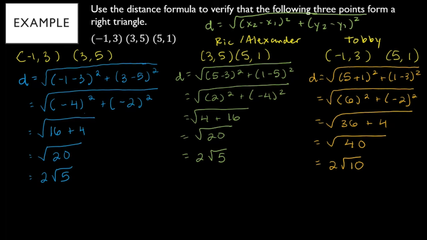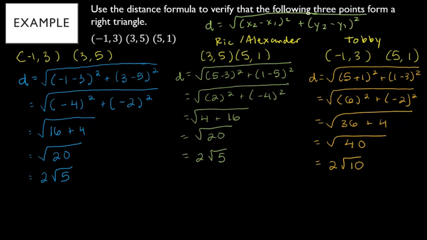so we've got 3 sides, 3 distances, and we need to check if these work in the Pythagorean theorem. If they work in the Pythagorean theorem, that means that this is a right triangle. And we should get yes, that they work, because it says to verify that they form a right triangle. So we'll see, do these form a right triangle?